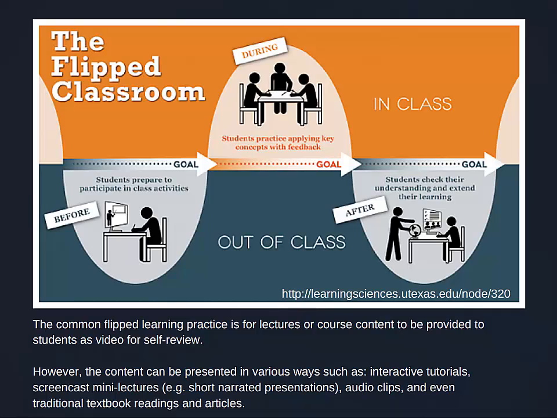They go on to provide this diagram that shows the interconnectedness of in-class and out-of-class activities. So it starts with students preparing to participate in in-class activities. Then during class, the focus is on students either independently or as groups working to apply those concepts and knowledge. And the key thing is that they receive feedback from their instructor. Then there's an after-class piece where students can check their understanding and extend their learning. So you can see that there's an in and out of class flow that happens so that the experience feels seamless.